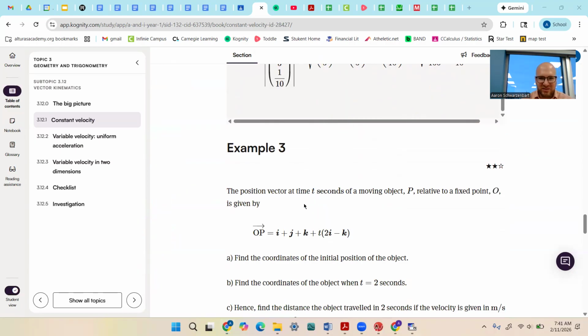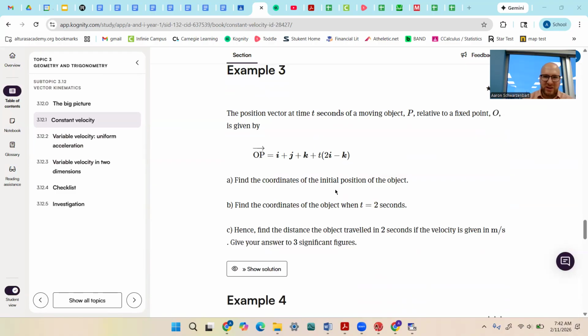Okay, our next one. The position vector at time t for a moving object P relative to a fixed point O is given by OP = i + j + k + t(2i - k). Find the coordinates of the initial position of the object. So ijk is 1, 1, 1. I'm going to put this in matrix notation.